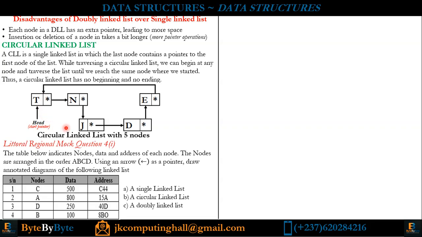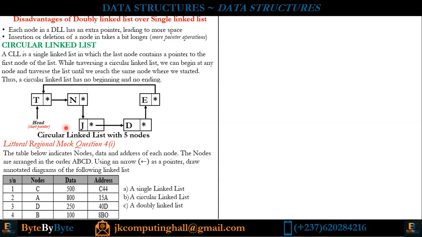Let us take this example just then. The Littoral Regional Mock question 4i. It says, the table below indicates nodes, data, and address of each node. The nodes are arranged in the order A, B, C, D. Use an arrow as a pointer. Draw annotated diagrams of the following linked list.